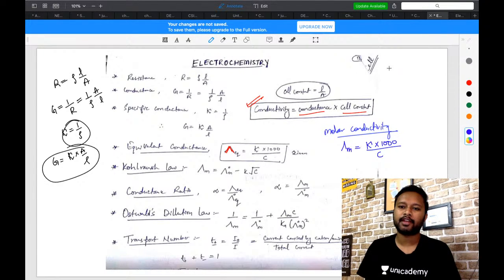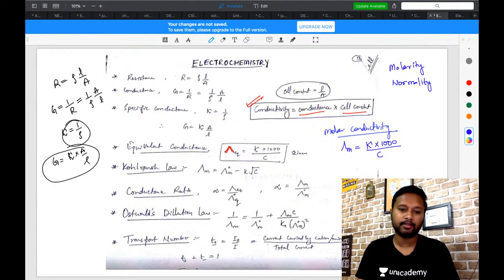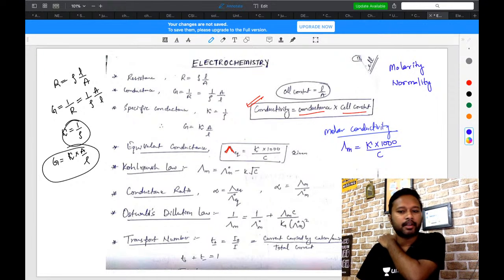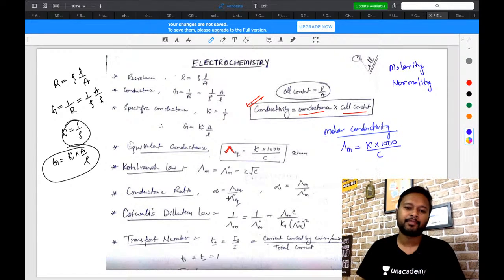Concentration can be expressed in molar or normal. One is called molarity, the other one is called normality. So if you express concentration in terms of normality, that will give you equivalent conductance, and if you express the concentration in terms of molarity, you will get molar conductivity. Okay, the next thing which we will discuss is your conductance ratio. Conductance ratio is denoted by alpha, and that is equal to your conductivity divided by the conductivity at infinite dilution.